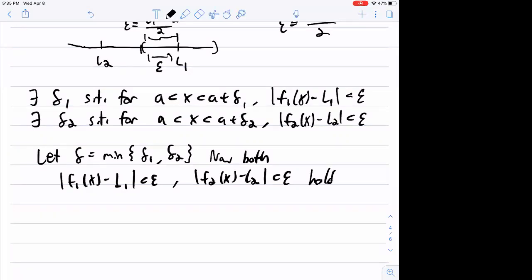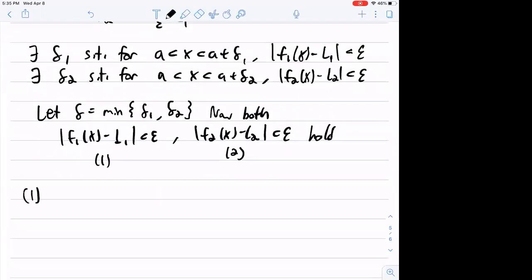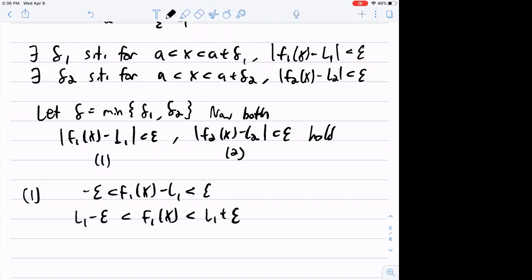So now let's write this out, right? From here, what does this mean? I'm going to write 1 and 2 again. Let's work with 1. Hopefully you all know by now that being less than epsilon means this, right? It means less than epsilon and bigger than negative epsilon. So this means that L1 minus epsilon is less than f1 of x, which is less than L1 plus epsilon, right?